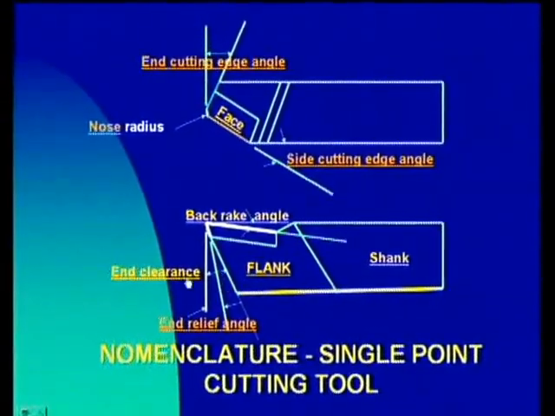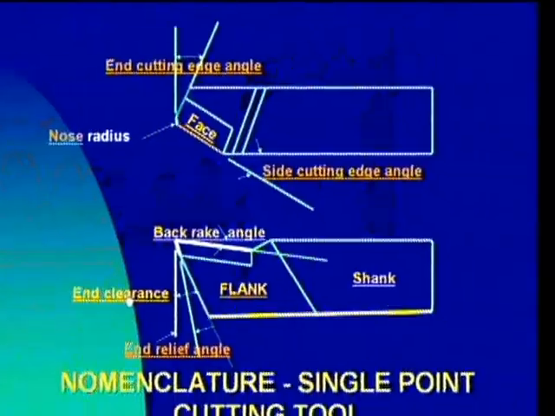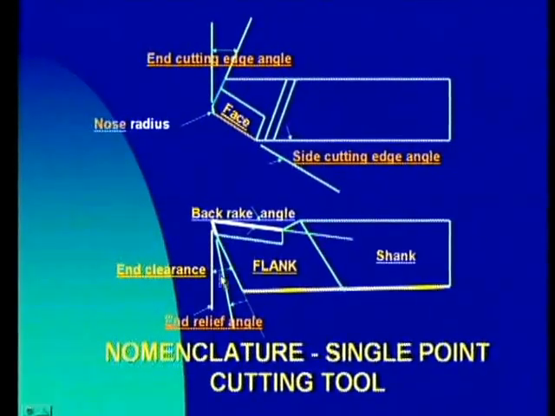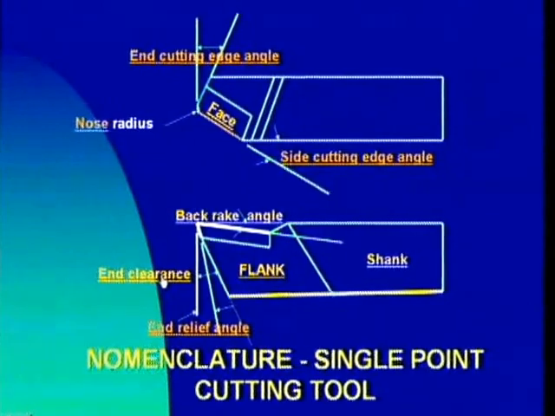is called the end clearance angle. So likewise in the end view you will get the side clearance also. In the end view you will see the side clearance, how much it is given, for the side relief angle. So the side relief angle is supported by a side clearance angle. The end relief angle is supported by this end clearance angle. So these two are the clearance angles.